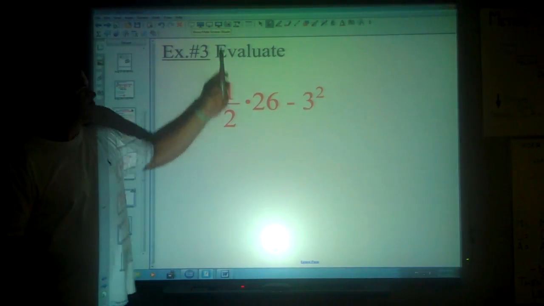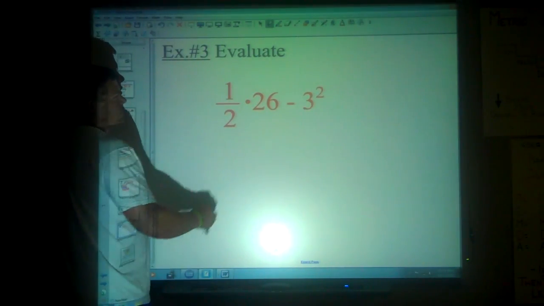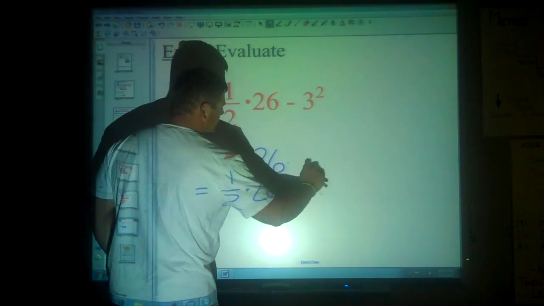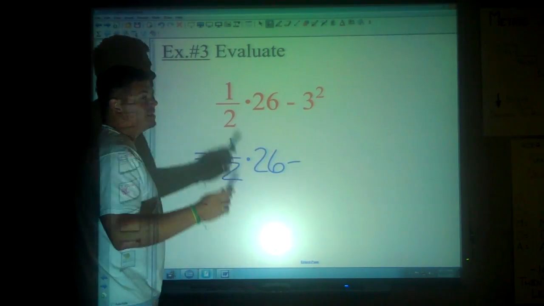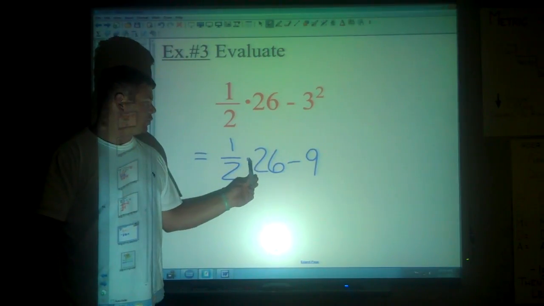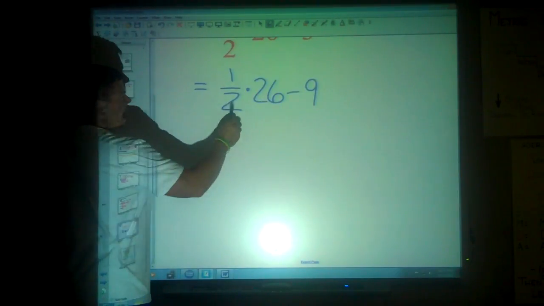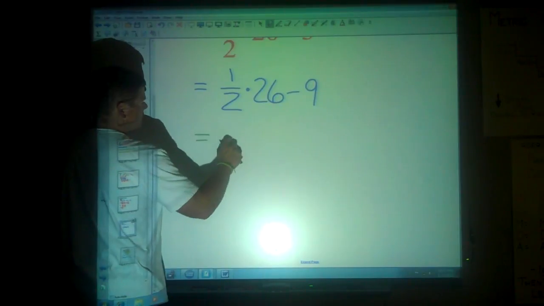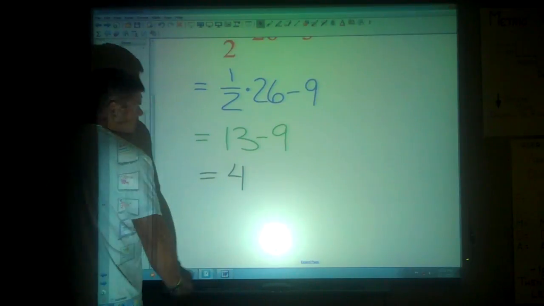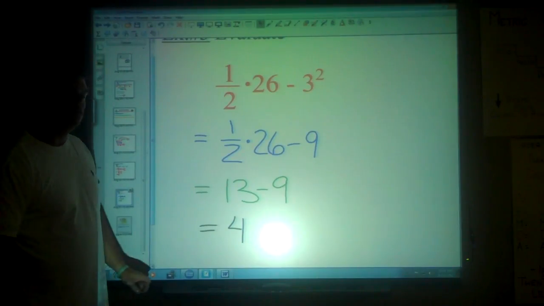And lastly, evaluate this problem. There are no grouping symbols, but there are exponents, so I need to take care of exponents first. That means I'm going to have 1/2 times 26 minus 3 to the second power, which is not 6, it's 9. I'm left with two operations, multiplication and subtraction. Multiplication should come before subtraction, so I need to do it. Half of 26 is 13, and 13 minus 9 is equal to 4. Again, exponents, then multiplication, then subtraction. Order of operations.